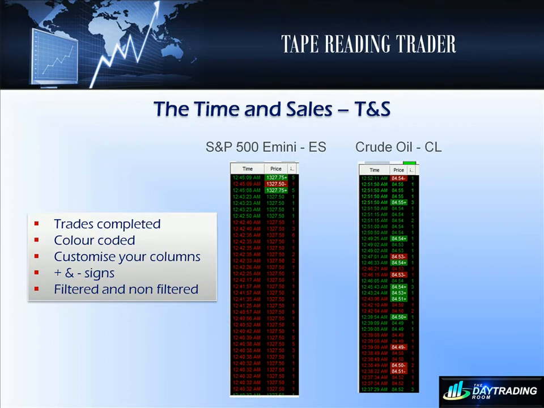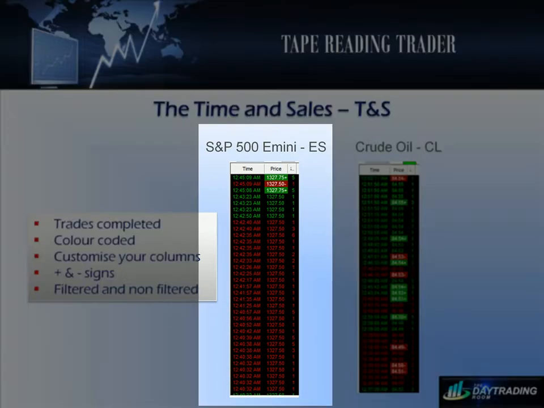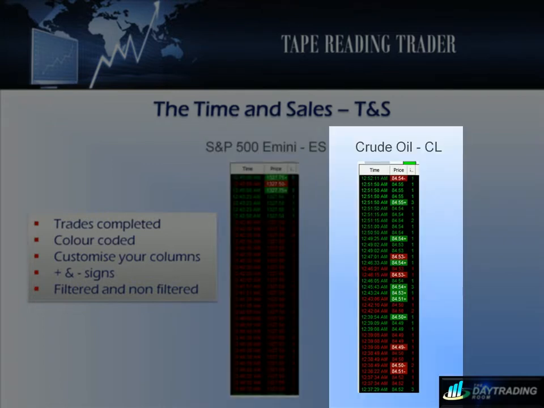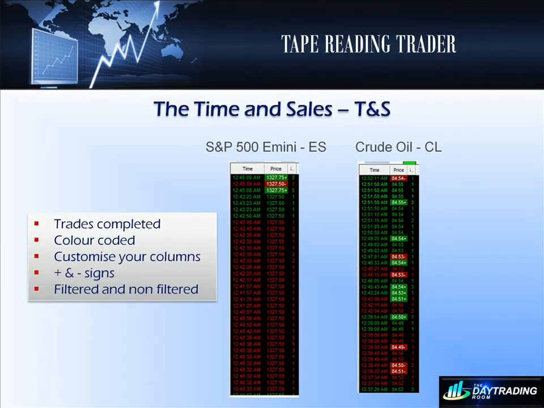The first was the depth of market. The second is the time and sales. These are our two main focus windows. So this is TradeStation again, with two time and sales windows. We've got the S&P 500 E-mini on the left, and crude oil on the right. ES is the code for the S&P 500 E-mini, and crude oil is CL.